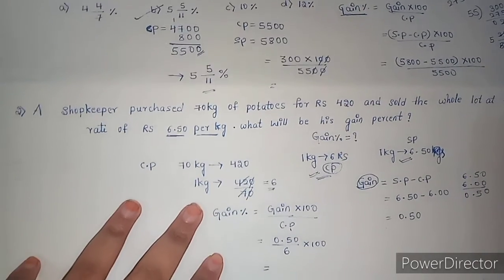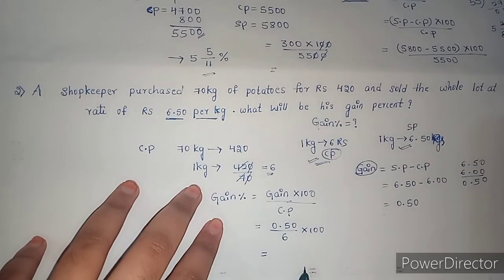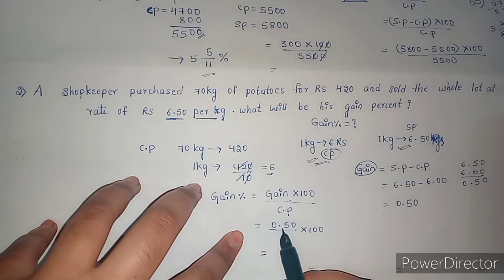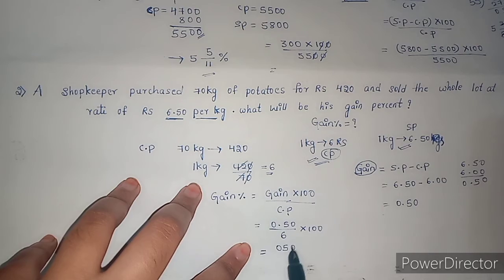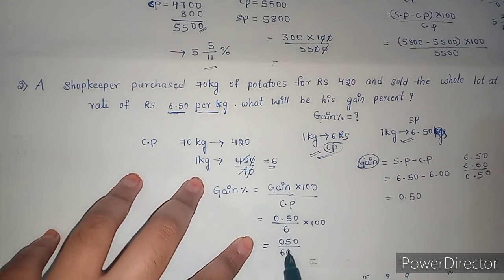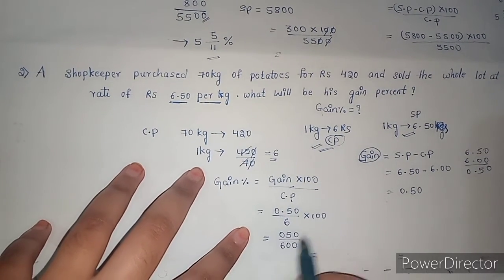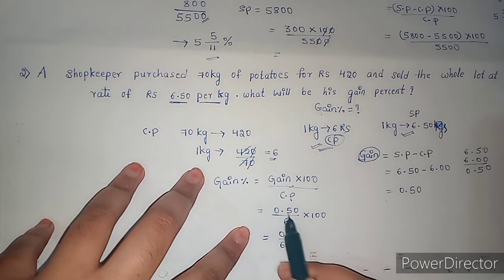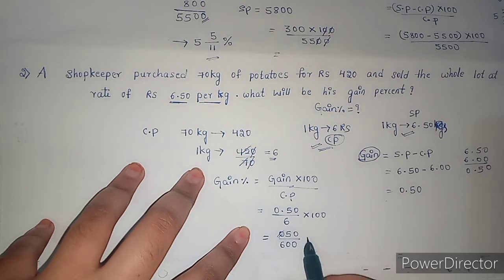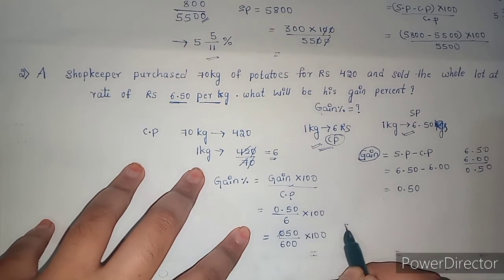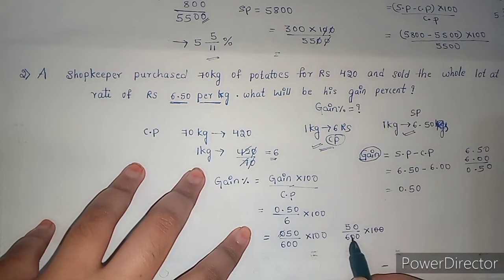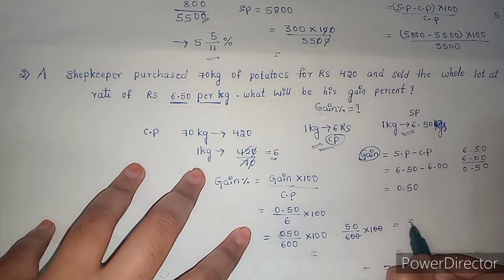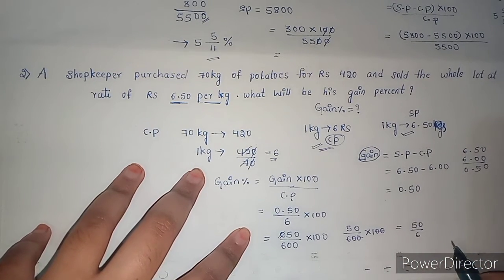Now I think you have learned in the decimals chapter in your earlier classes, when I need to remove this point from 50, I need to take 2 more zeros in the denominator, right? 1, 2. So put 2 more zeros in the denominator. Delete the 0 into 100. 50 by 600 into 100. 2 zeros get cancelled.